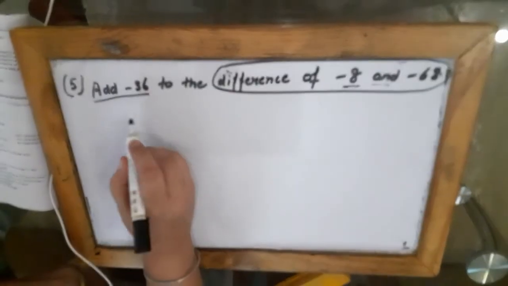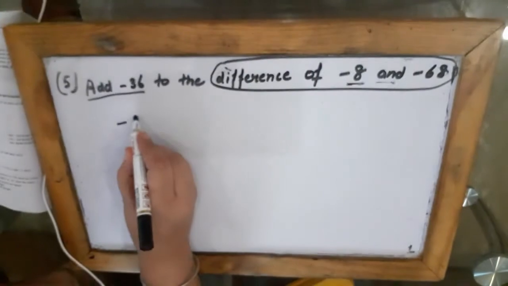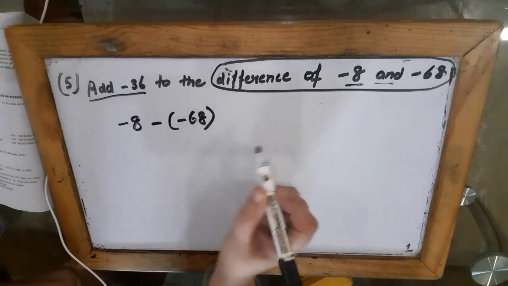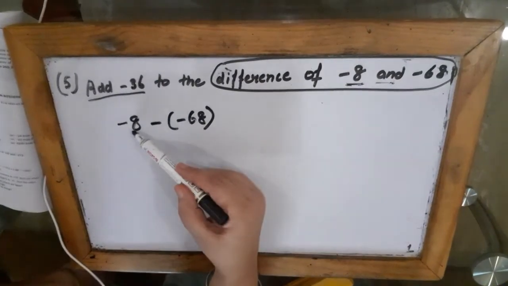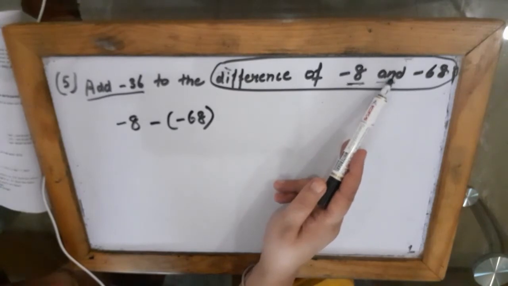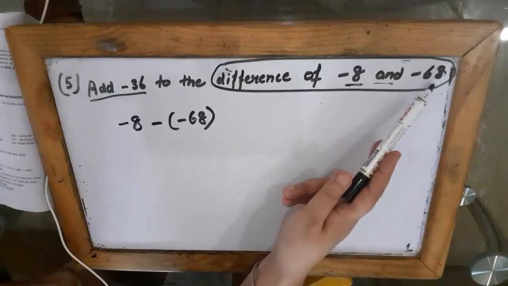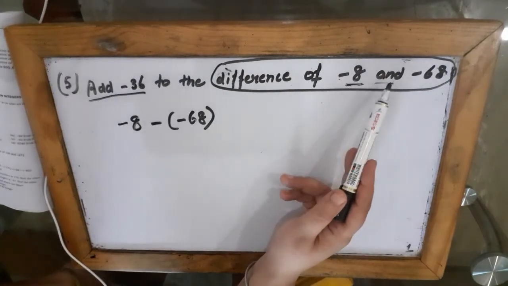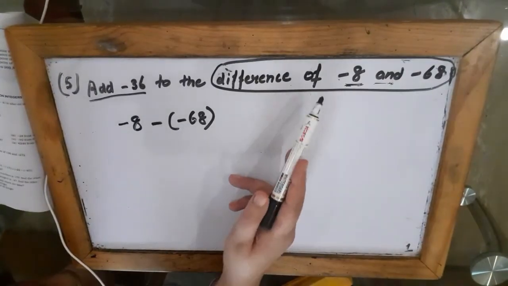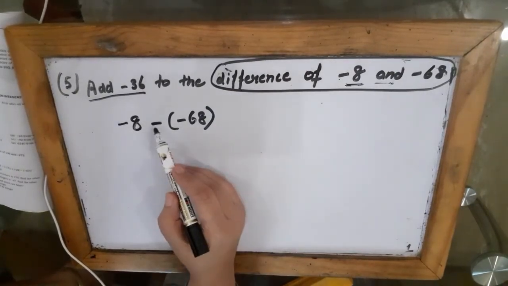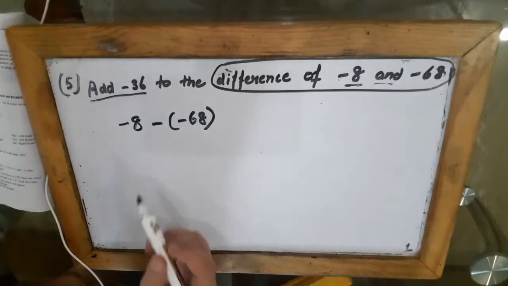I'll say find the difference of minus 8 and minus 68. Difference means I have to subtract. So this will come in the first place because I don't have "from" over here. When you have "from", then that number comes in the first place. But because here it's written minus 8 and minus 68, I have to find the difference. So I will write minus 8 and subtract minus 68.